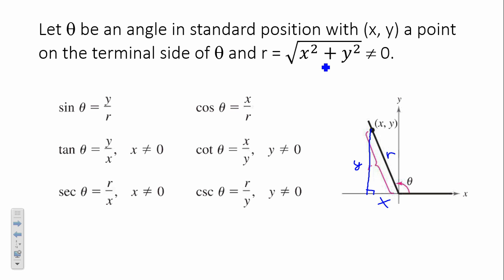And the reciprocals still hold. The cosecant will be r over y. The secant will be r over x. Cotangent will be x over y. I don't know why the textbook mixed them up, but I took a screenshot from the textbook.